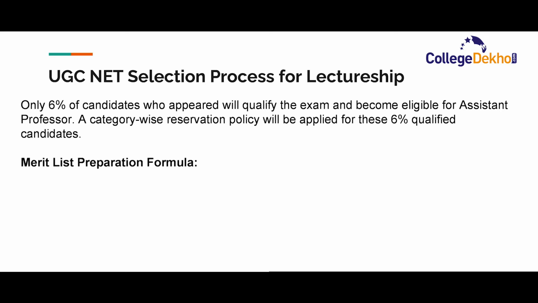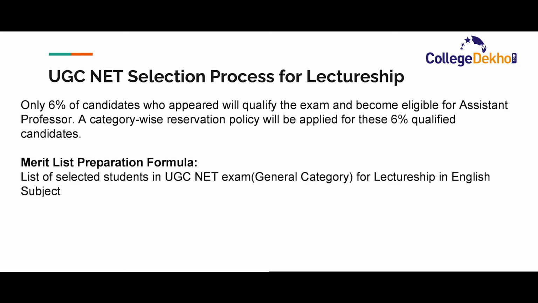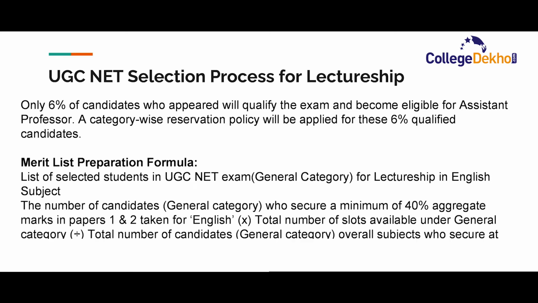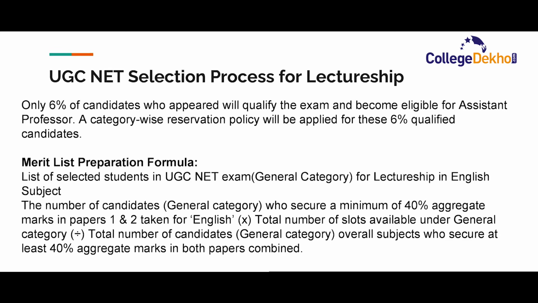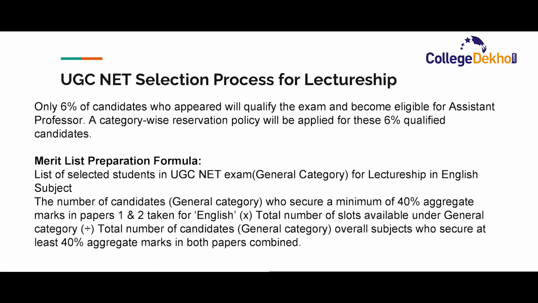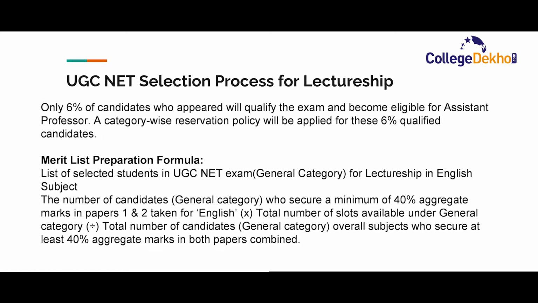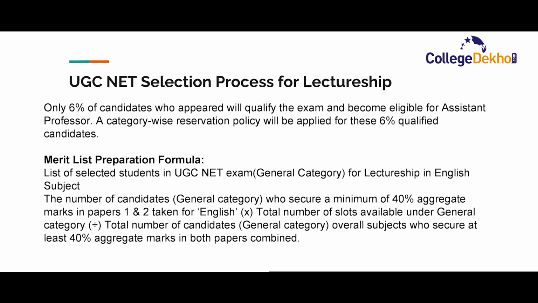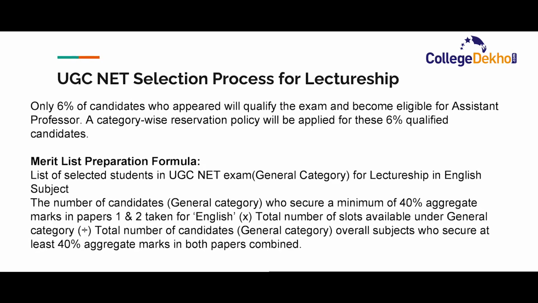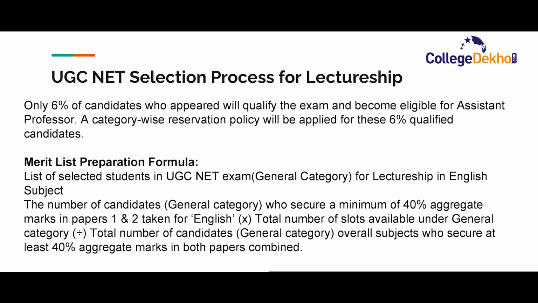Now let us see how the merit list is prepared for lectureship. The first formula is the list of selected students in the exam from general category for lectureship in English subject. And the second formula is the number of candidates from general category who secured a minimum of 40% aggregate marks in paper 1 and 2 taken for English into total number of slots available under general category divided by total number of candidates from general category, overall subjects who secure at least 40% aggregate marks in both the papers combined.